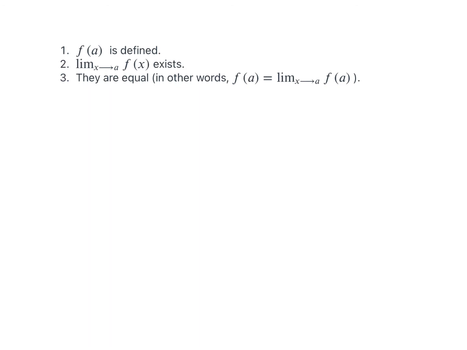It says that a function f of x is continuous at a point A if and only if these three things hold true: if f of A is defined, if the limit as x approaches A of f of x exists, and finally, if those two things are equal to one another. So if f of A is equal to the limit as x approaches A of f of x.